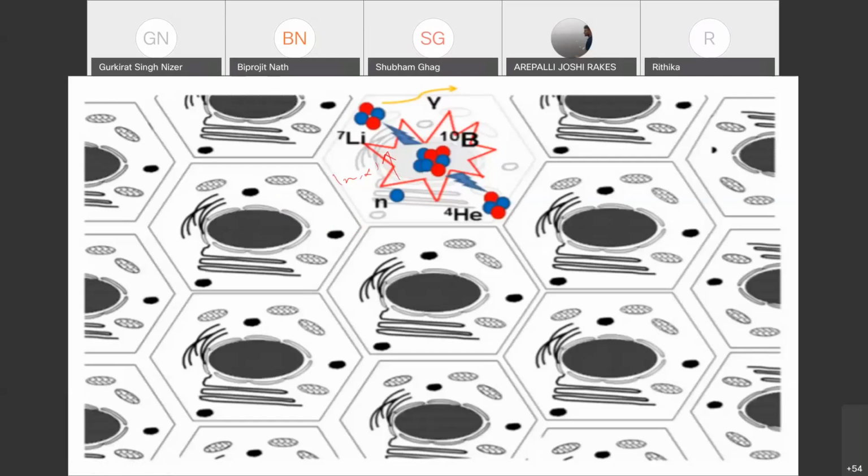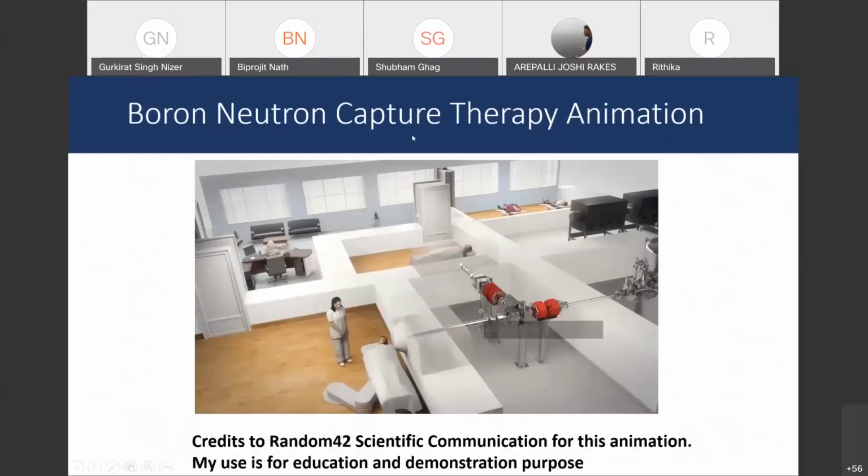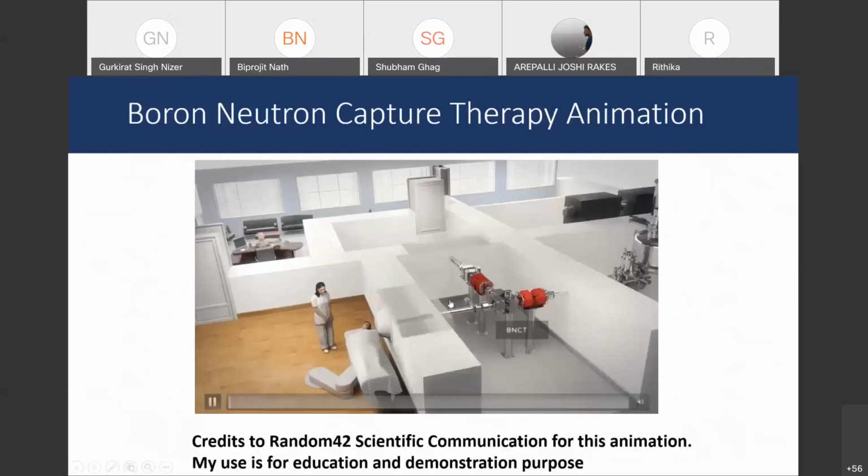So alpha particles which are emitted in this region are very few, but we have more alpha particles in these regions, and thus it is now depositing energy over these neoplastic regions. So that's what we want from therapy, that we deposit more energy to the cancerous cell, and we are sparing the normal cell. So that's a basic idea regarding BNCT. Now there's a small animation which I will play for you guys.